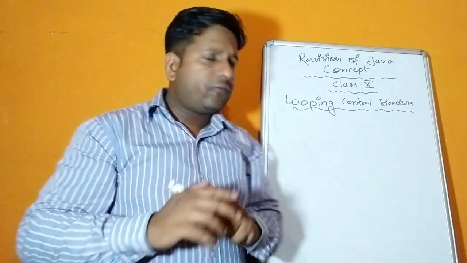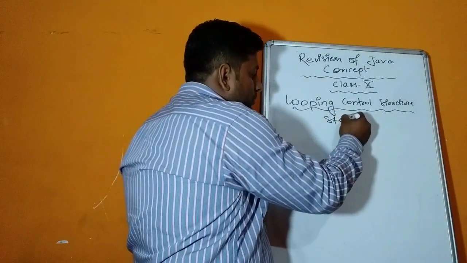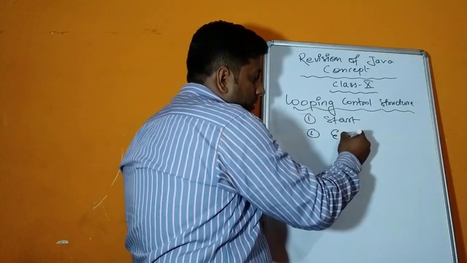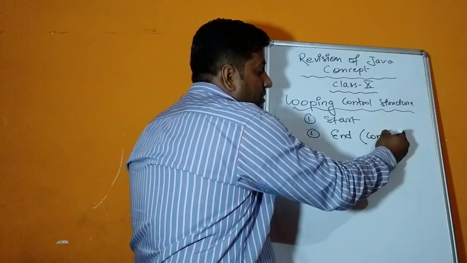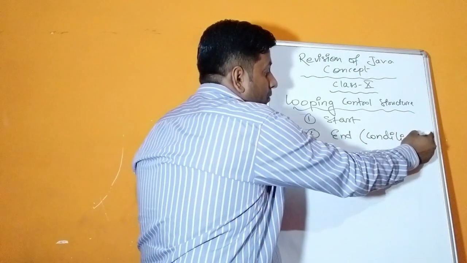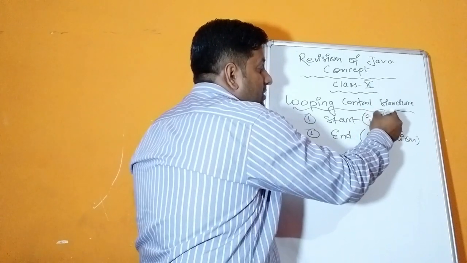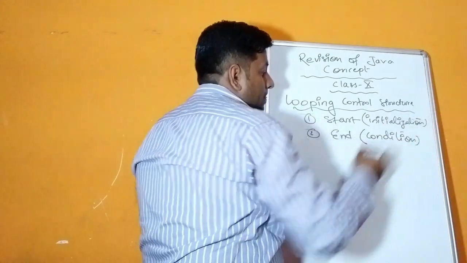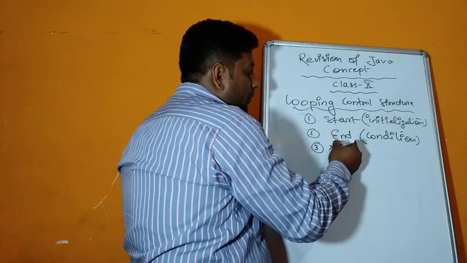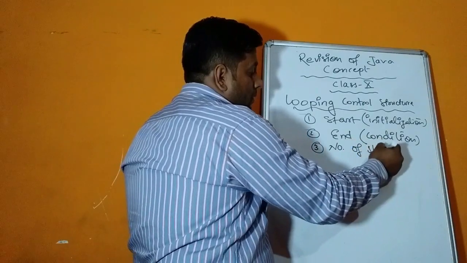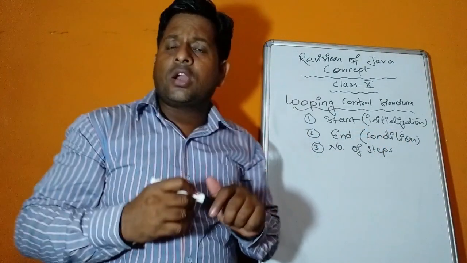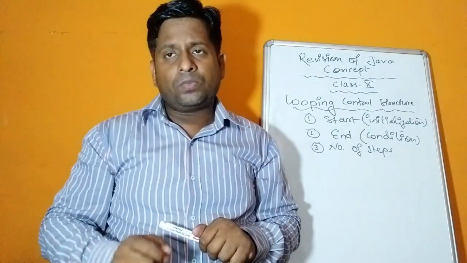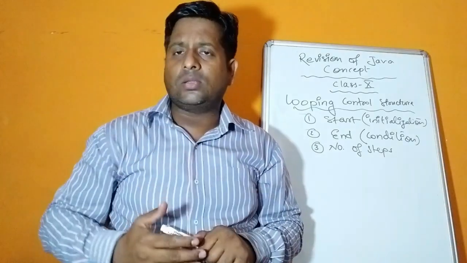Few things we have to know. First is start, this first point. Number 2, end, but end should be given as a condition and start should be as an initialization. And third is number of steps. Number of steps it takes to move to reach the destination by making the condition true. If the condition is false, it will stop then and there.